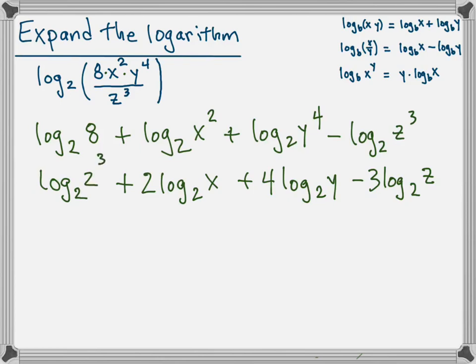Anytime I can get the base to match the base there, that's a good thing, because the exponent is just my answer for that one. And so this answer on the left here would just be a 3. So I can replace all of this stuff right here with a 3. So 3 plus those logs. And that'd be the simplified version of that, or the expanded version of that logarithm.